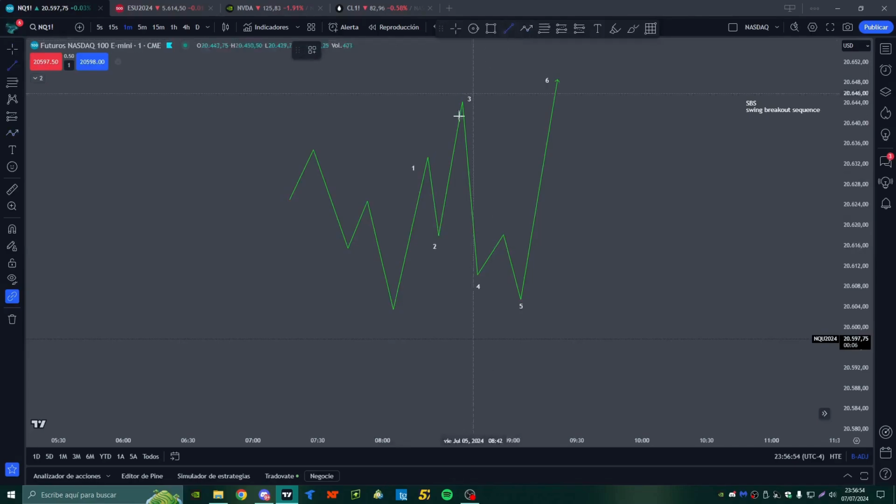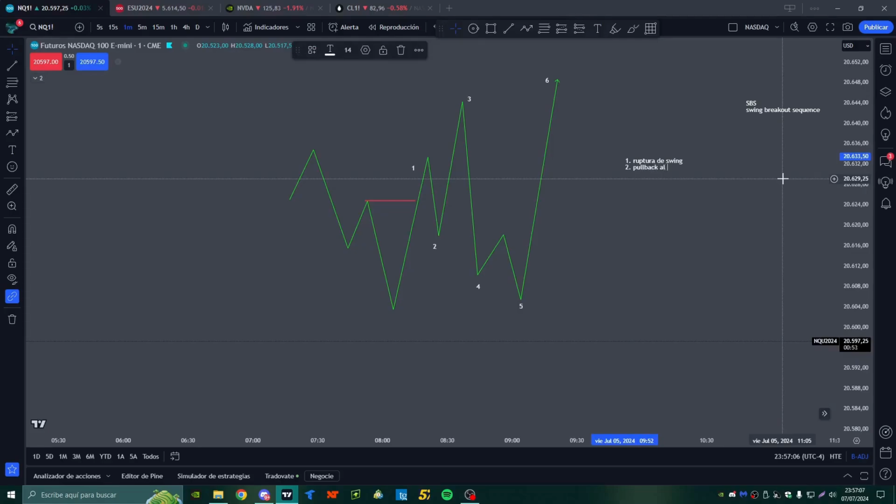And it's not the price of this, and it would be: 1, the breaking of the swing; 2, pullback to the area, retracement to the area; 3, a new high, i.e. continuation. 4 and 5 will be the double bottom in this case.